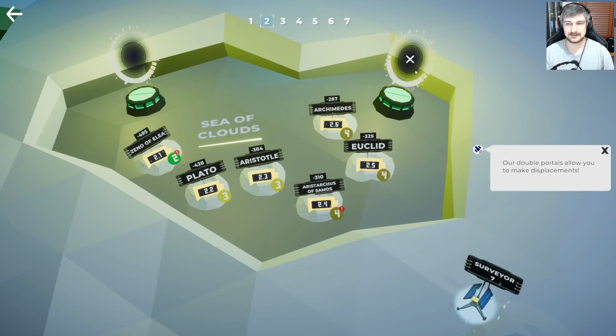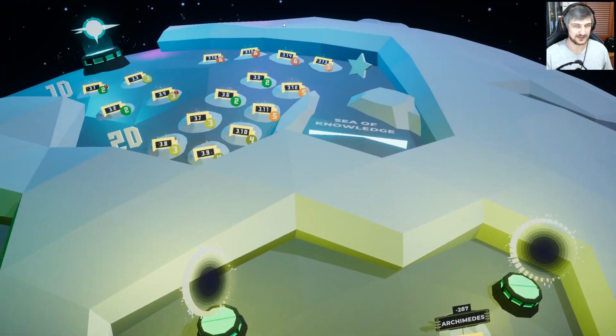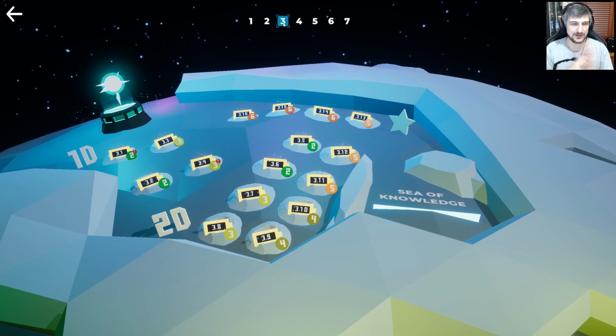Alright, we're back. Next. I don't allow you to make displacements. Oh, okay. We have to click the number, though. I thought we were clicking through. Oh, that's a lot more levels. Oh, hell. That's a lot more levels.